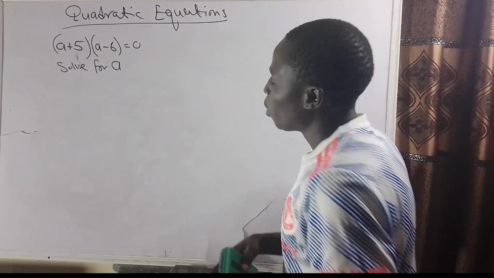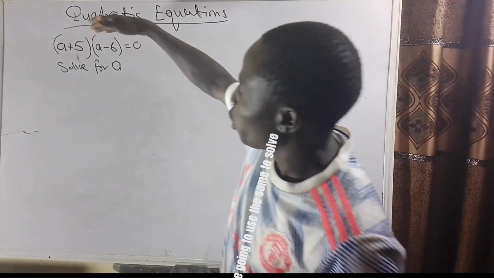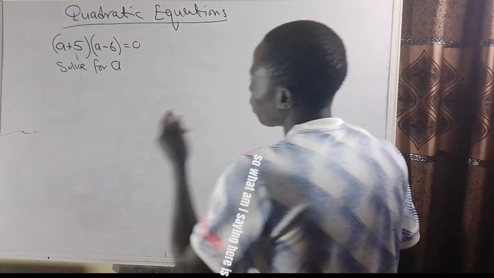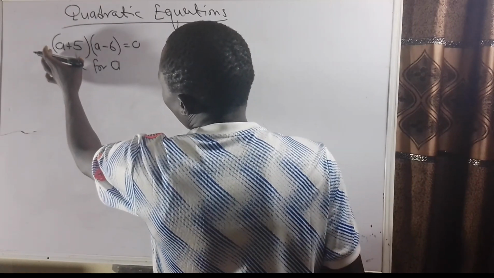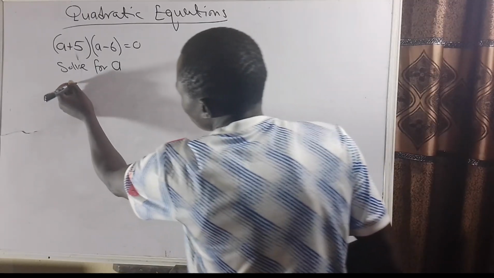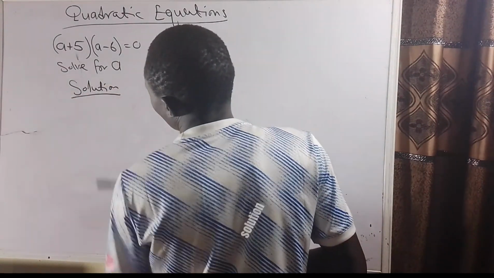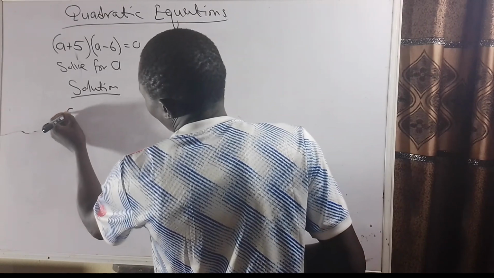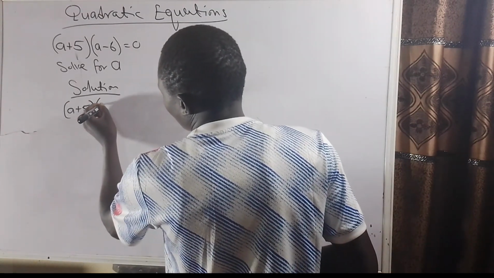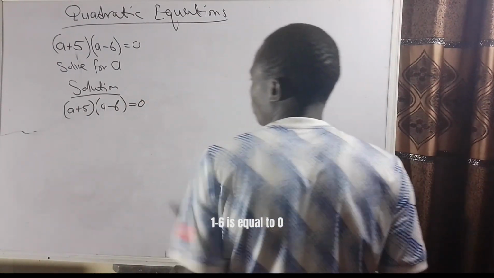So going by my illustration, we are going to use the same to solve for this particular equation. What I am saying here is, I have two brackets: A plus 5, A minus 6 is equal to 0.